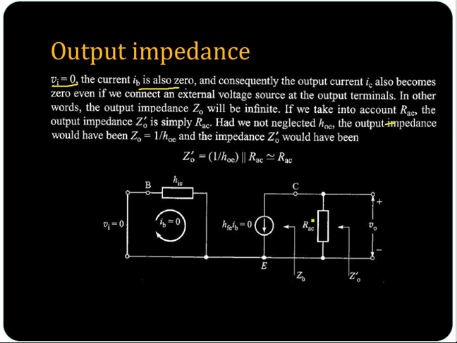The actual output impedance considering RAC will be simply RAC. So that is, from here Z0 dash, if you observe, it will be RAC. If we had not neglected HOE, the output impedance would have been 1 by HOE parallel to RAC, isn't it? So why did we neglect it? Because 1 by HOE is quite large compared to RAC. So again you can approximate the output impedance to RAC. So input impedance is HIE and output impedance is RAC.